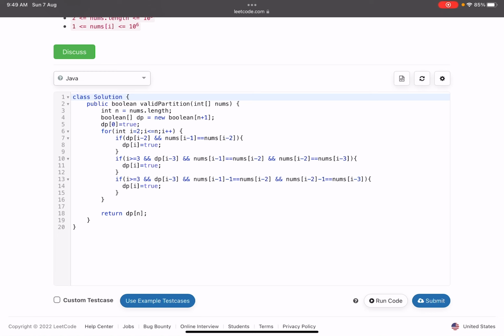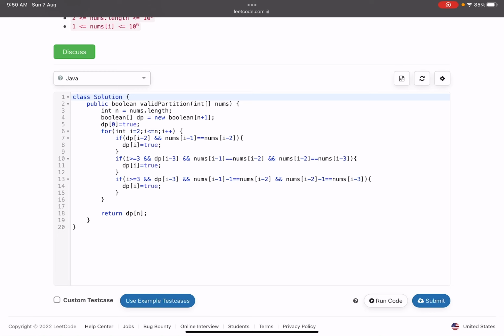Now we start traversing from I equals 2, I less than or equal to n, I plus plus. I check the first condition, nums of I minus 1 equals nums of I minus 2. If this is true and dp of I minus 2 is also true, then dp of I is true. That means I am at the ith position, checking the last two positions, current and previous. For simplicity I have taken the indices from 1 to n. Originally it is 0 to n minus 1, that is why I'm doing I minus 1 and I minus 2. For the dp array I have also taken from 1 for simplicity.